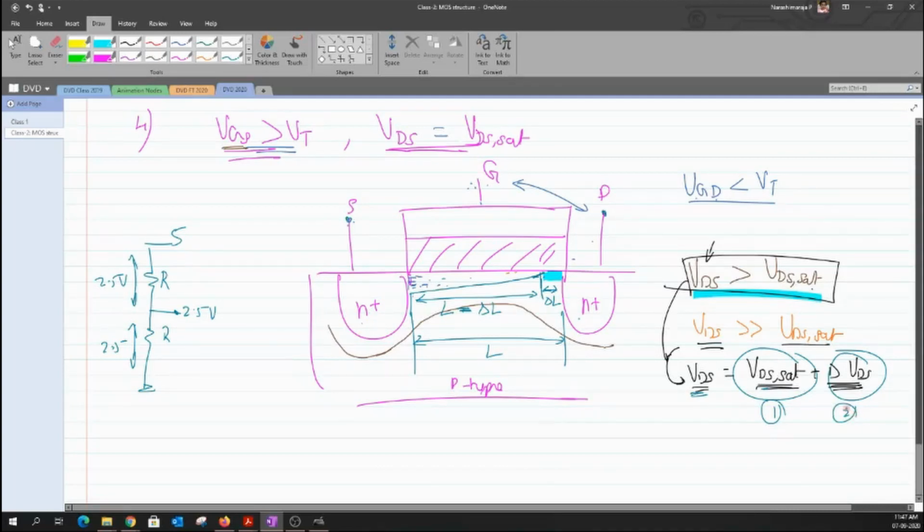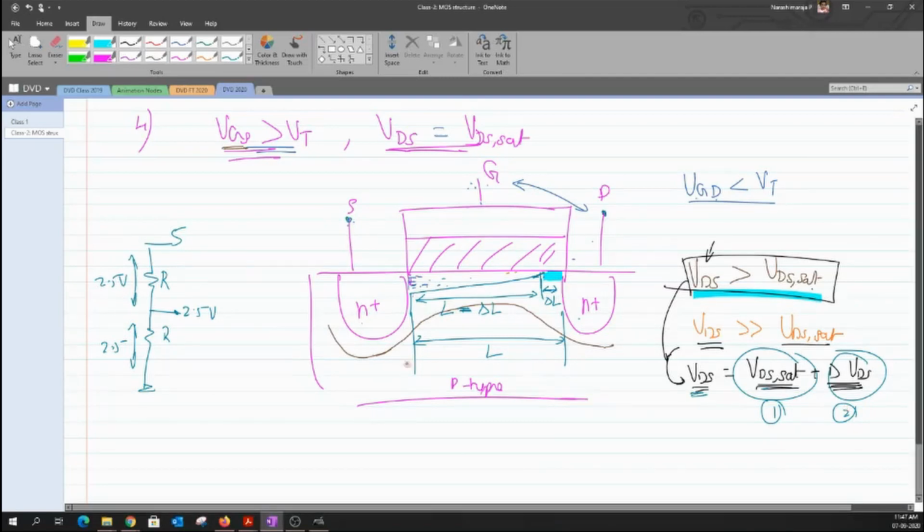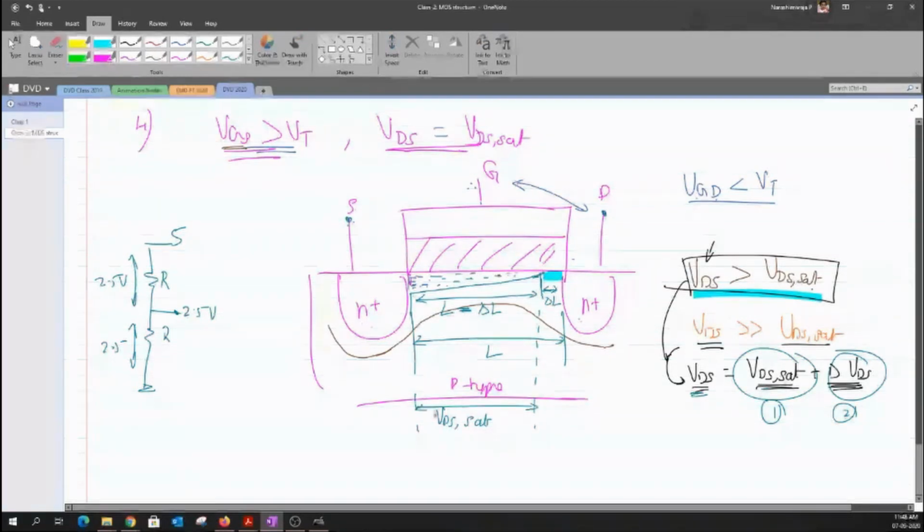Sir, delta L is for delta VDS. Exactly. So the voltage VDS, which I am supposed to have between the source and the drain, is actually split into two components. The value of VDS sat will always appear across the channel where there exist charges. And the remaining part where I don't have any free carriers, this delta VDS would then appear.